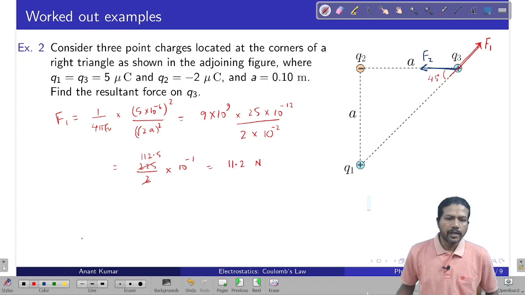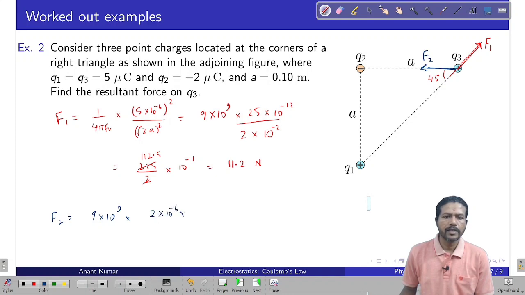Next we obtain the value of F2. The force F2 can be obtained in this case using the similar formula. I get 9 into 10 power 9 into the charges, which in this case are different. One is 2, one is 5 microcoulomb. I do not use the sign right now, I already know they are attractive in nature. So I get 2 into 10 power minus 6 and 5 into 10 power minus 6 divided by the distance, which is 0.1 square.